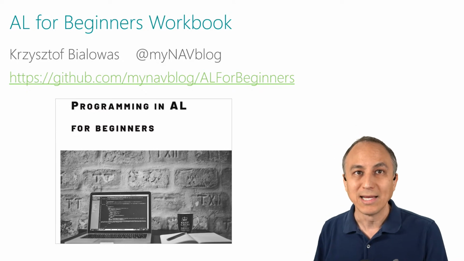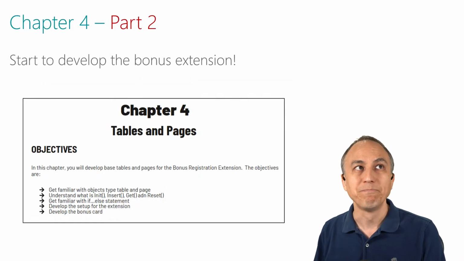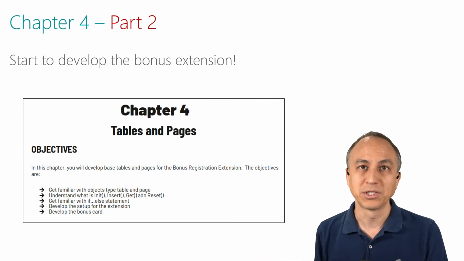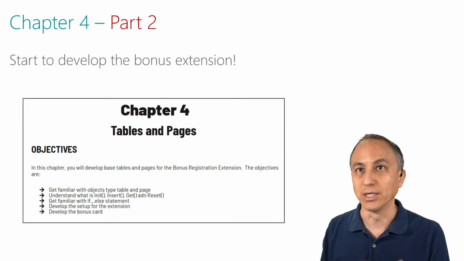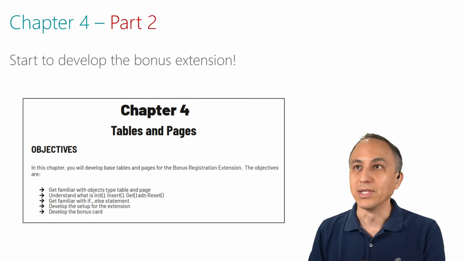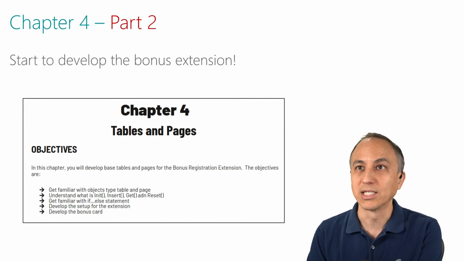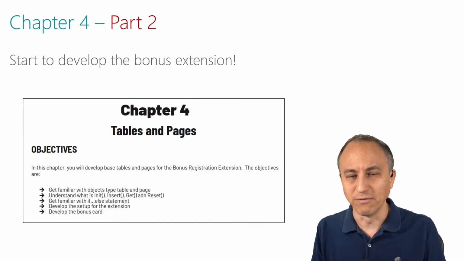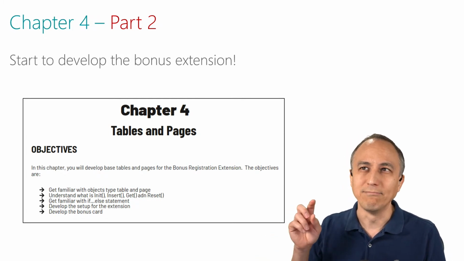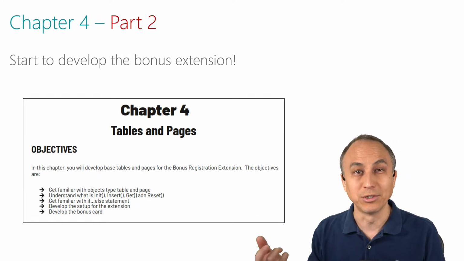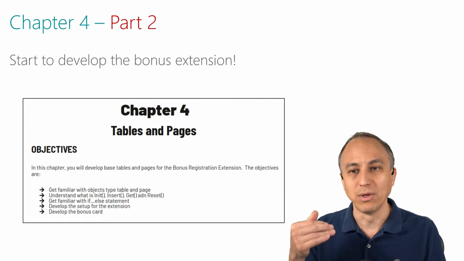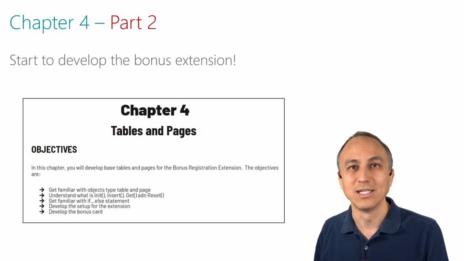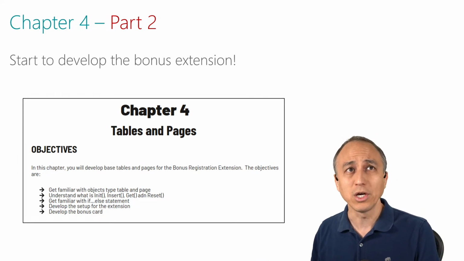So with that said, let's jump into chapter 4, part 2, and let's start to develop what Christoph calls the bonus extension. It's called the bonus registration extension. And I probably need to go back and look at the description of this, because I don't yet understand what the bonus registration means. So I'll take a look and see if I can understand that.